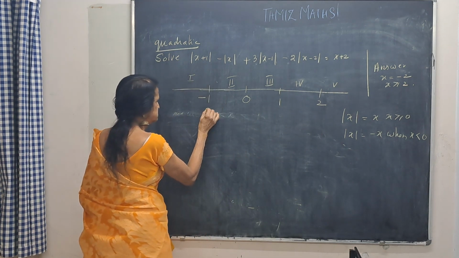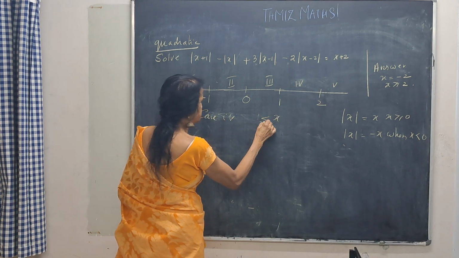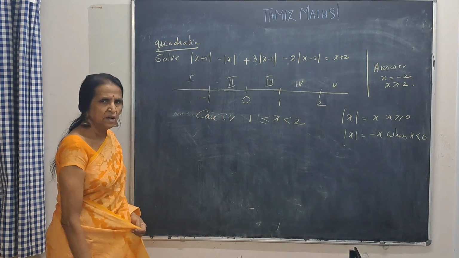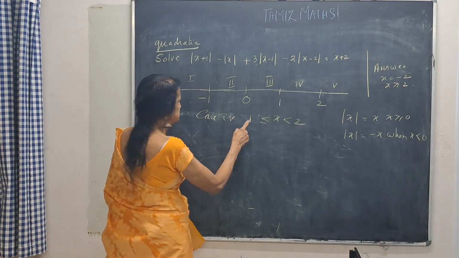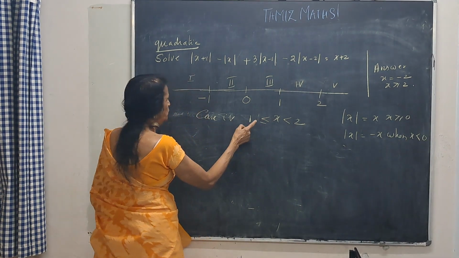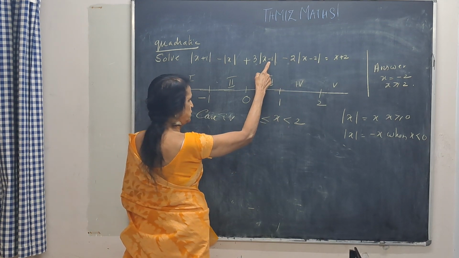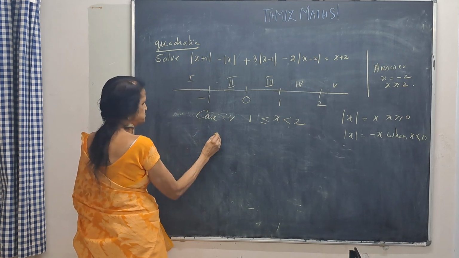So now case 4. X lies between 1 and 2. When x lies between 1 and 2, why is it that I put equal to 1 here? Because in this interval this is 0 or positive. So x lies between 1 and 2, this is positive.